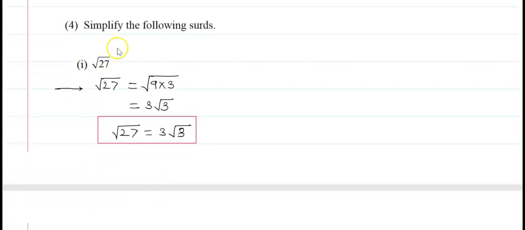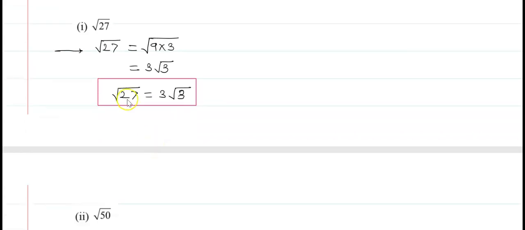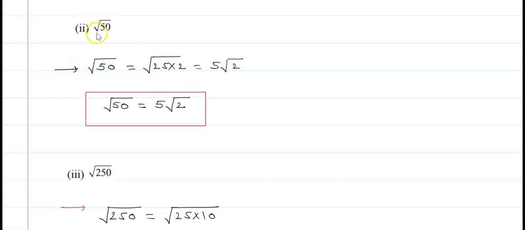Now next is simplify the following surds. That is the root of 27. Now root of 27 can be written as 9 into 3. What is the square root of 9? The square root of 9 is 3. Therefore 3 root 3. This is the simplification. That is, root of 27 is equal to 3 root 3. Root of 50. Now root of 50 again, it is a composite number, can be written as 25 into 2. What is the square root of 25? It is 5. So 5 root 2. Therefore root of 50 is equal to 5 root 2.